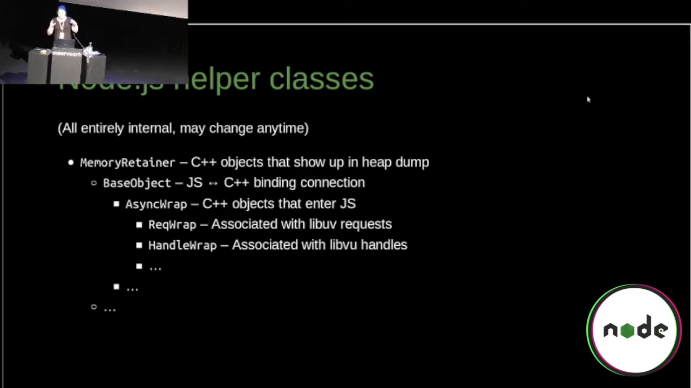Then we have AsyncWrap. It is a subclass of BaseObject that additionally stores async metadata, which is basically two numbers, and a type field. So each of these native classes that inherit from it have a specific type, like TCP or Timer or zlib or whatever. And then we have ReqWrap and HandleWrap, which have one-to-one correspondence to the libuv object types that I mentioned.